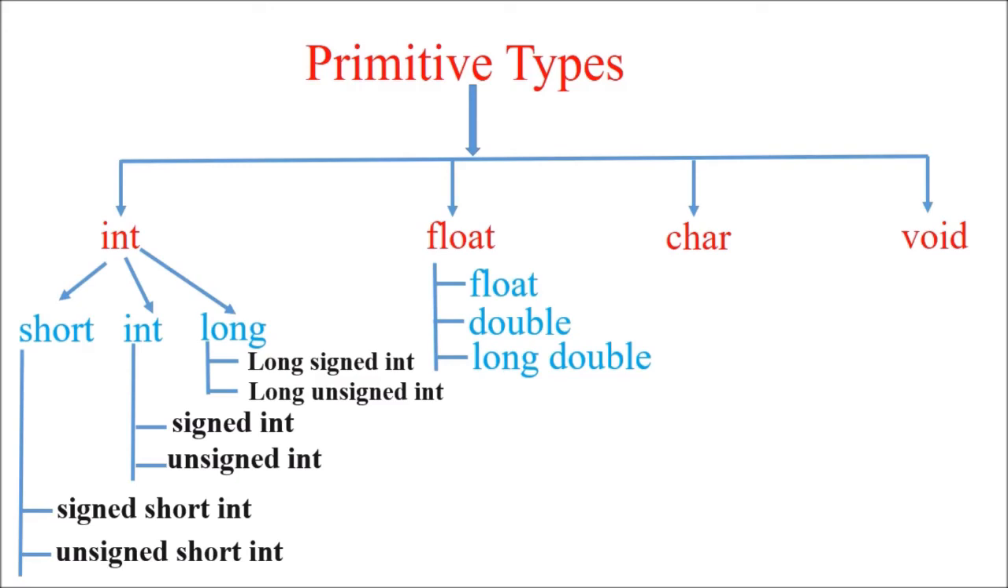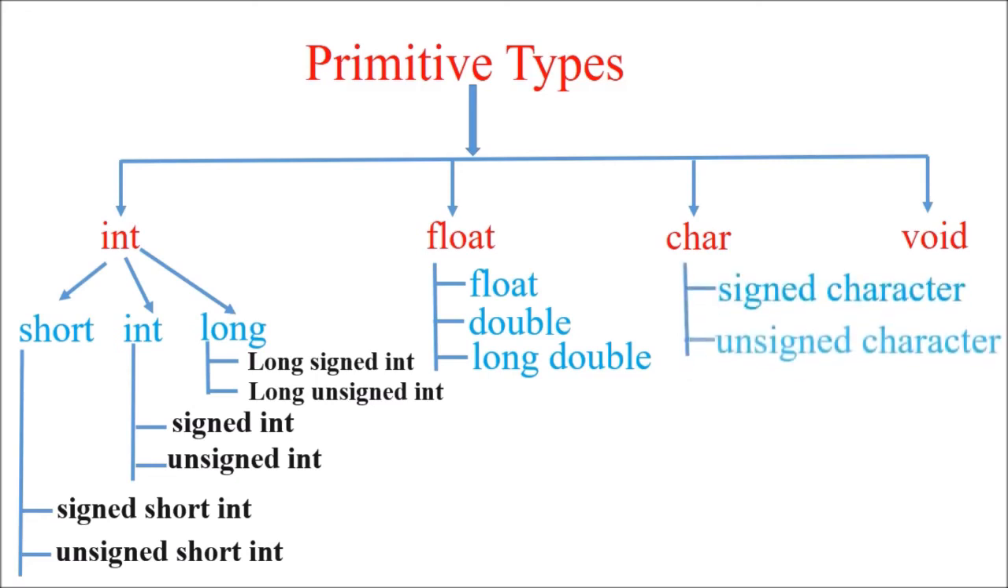Character data types are also divided into two types: signed character and unsigned character. Signed character and unsigned character both occupy 1 byte of memory. And void means nothing. I will discuss details about void when I discuss the concept of function in C. So this is the classification of primitive data types.